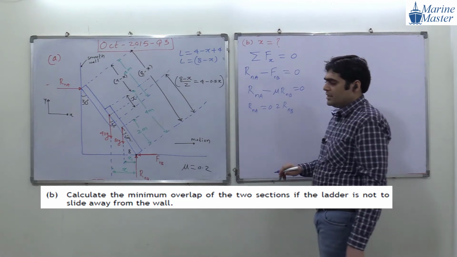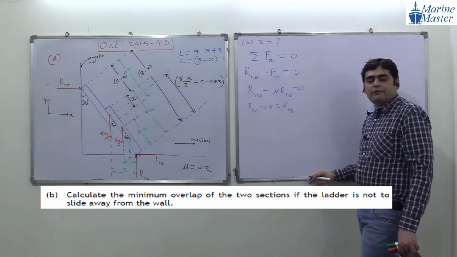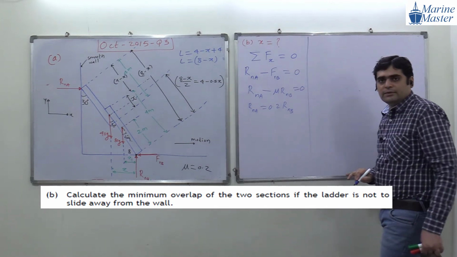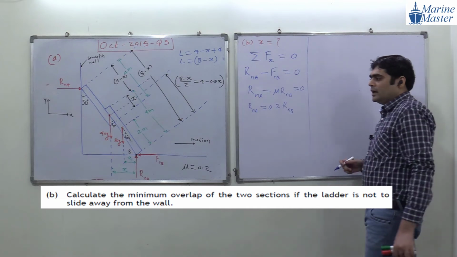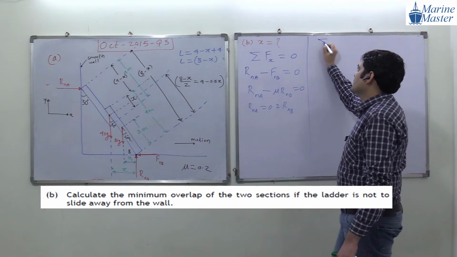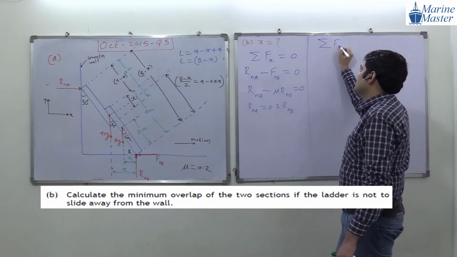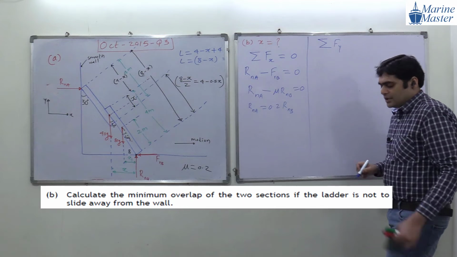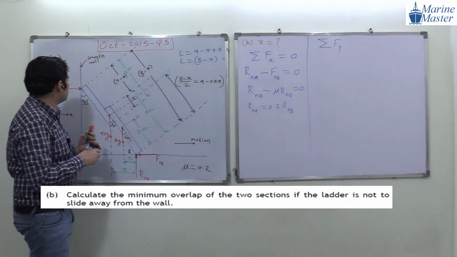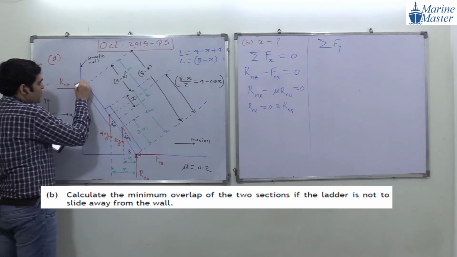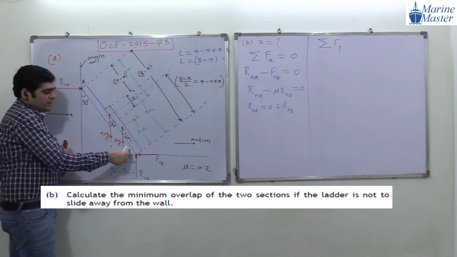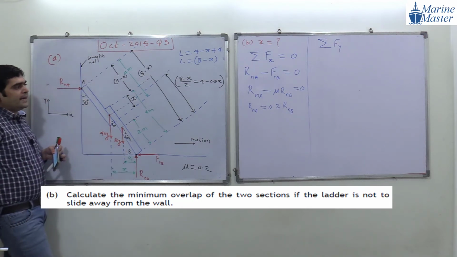Try to see the scenario here. Anyone have any doubt in this one? So we got RNA in terms of RNB. Don't write anything, just see the scenario. Then we are going to take the summation of forces in the y direction. Here I have not mentioned, this is point B and this is point A. Everyone please add point A and point B in your drawing.